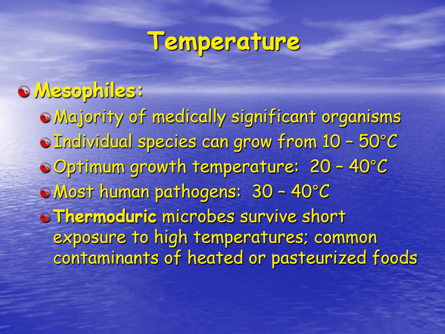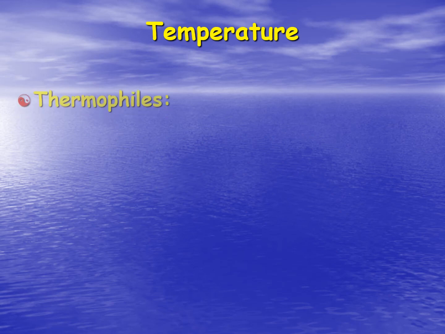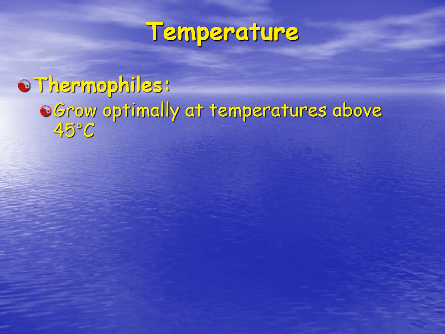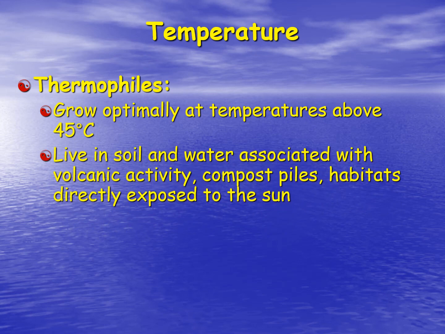Thermoduric microbes survive short exposures to high temperatures, and these can be common contaminants of heated or pasteurized foods. And the thermophiles generally have optimal temperatures above 45 degrees. They typically live in soil and water associated with volcanic activity or compost piles. The average temperature of the average compost pile is about 55 degrees Celsius, and habitats that are directly exposed to the sun.